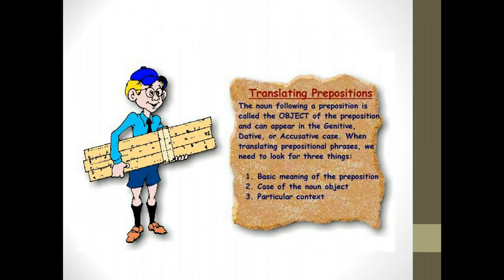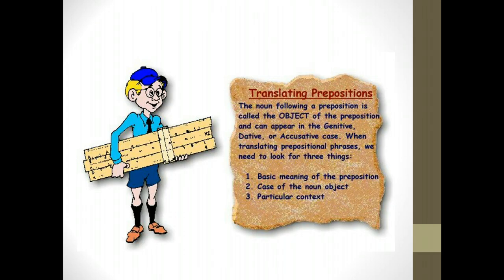When you translate a preposition, the noun following the preposition is called the object of the preposition. We're not going to spend a lot of time worrying about that, but what you need to keep in mind is that prepositions go with cases, and they only go with three cases. They either go with the genitive, the dative, or the accusative case. Please note that there is no nominative case in relation to a preposition. Only the genitive, the dative, and the accusative.